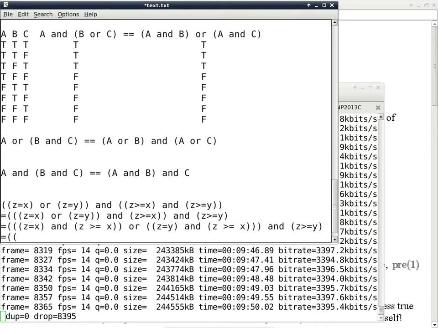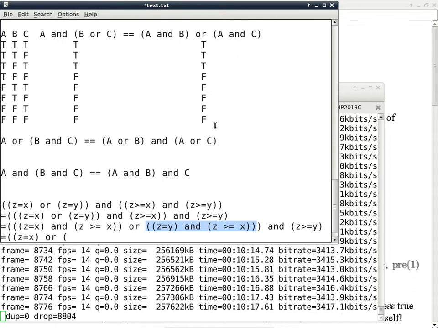Because the first part will still be simplified. Okay, we can still simplify this whole thing to just z equals x, but the second part doesn't get simplified at all because there's no way to simplify this. But we can rewrite it in a certain way. What is the other way to rewrite z equals y and z is greater than or equal to x? We know that z and y are interchangeable in that conjunction because they are the same. So now we can.